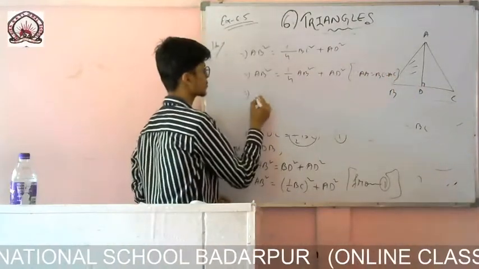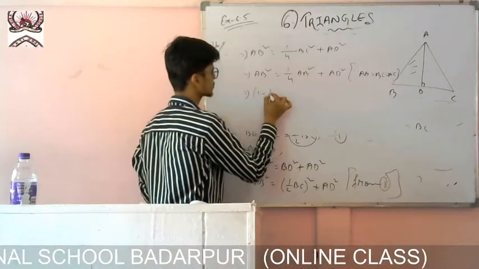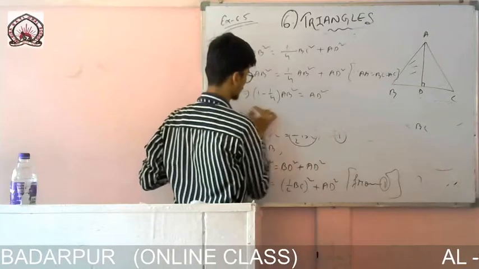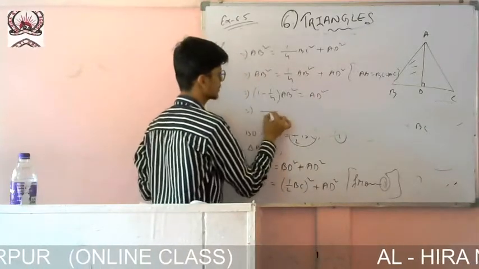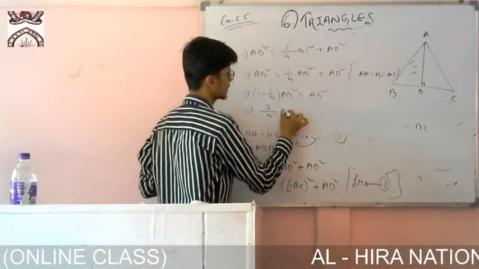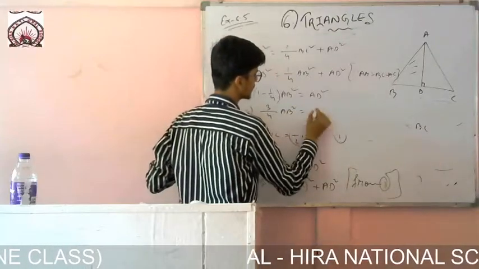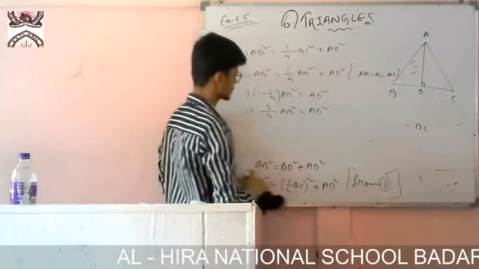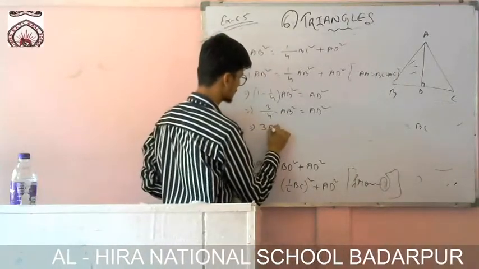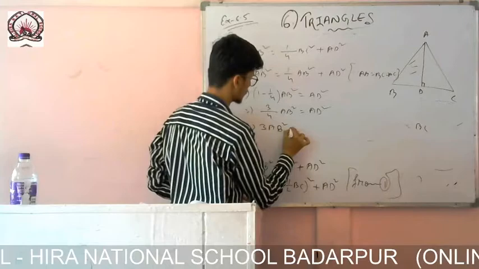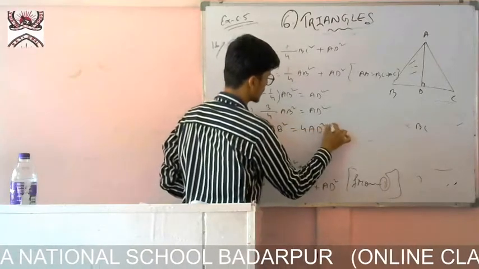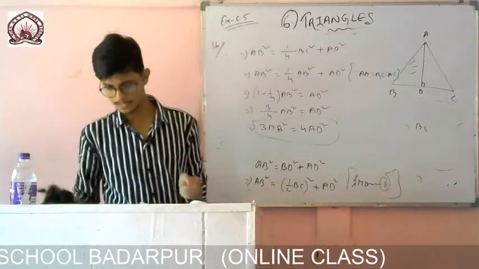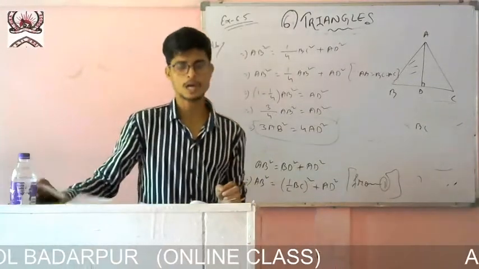So I can solve it: 1 minus 1/4 AB square is equal to AD square. So if I solve it, it will be 4 minus 1, that is 3/4 AB square equals AD square. If I cross multiply, 3AB square will be equal to 4AD square. The question was to prove this: 3 times the square of one side is equal to 4 times the square of the altitude.